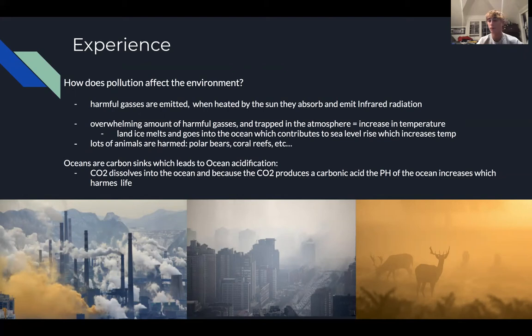Polar bears, melting ice happens, and coral reefs are bleached because when CO2 dissolves into the ocean, CO2 produces carbonic acid, so the pH level actually decreases because the acidity is going up, which harms sea life. Take, for example, little crabs who are trying to build strong shells, but they're being melted because of the acidity in the ocean.